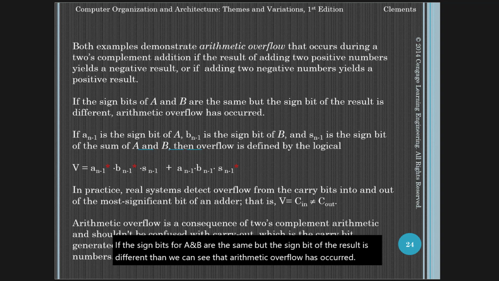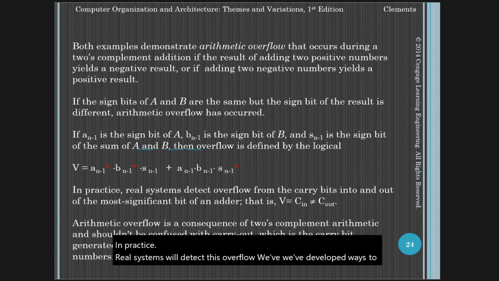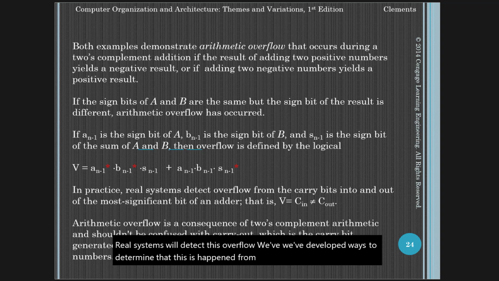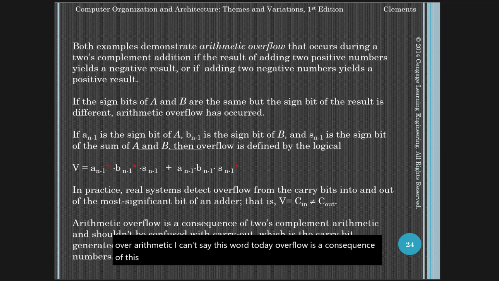So in practice, real systems will detect this overflow. We've developed ways to determine that this has happened from the carry bits into and out of the most significant bit of the adder. But we should understand how it's happening, and that arithmetic overflow is a consequence of this 2's complement arithmetic and shouldn't be confused with the carry out, which is the carry bit generated by the addition of the 2 most significant bits of the numbers. And ultimately understanding how it's happening and why it's a problem is the goal here.